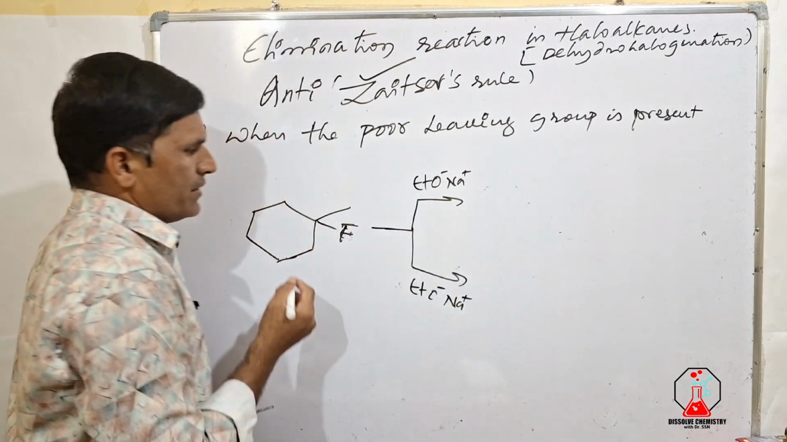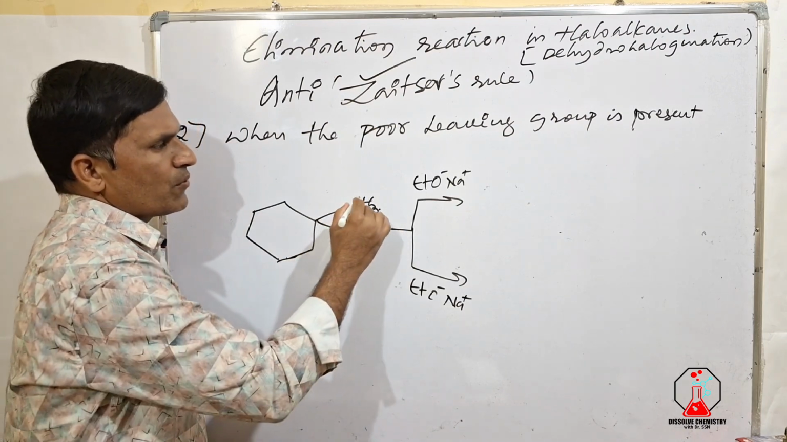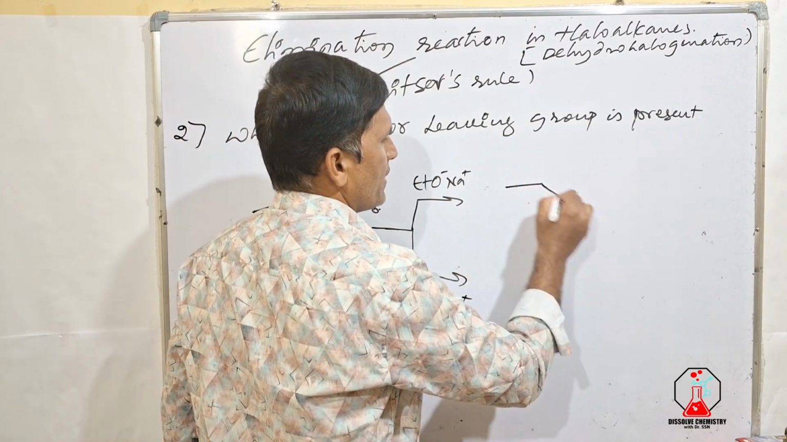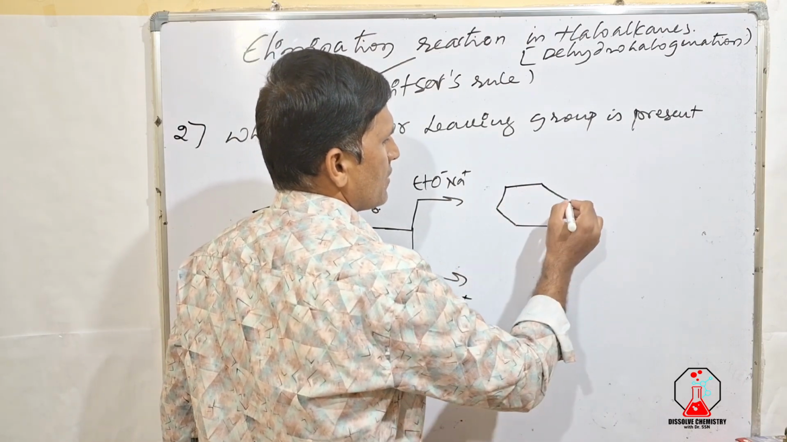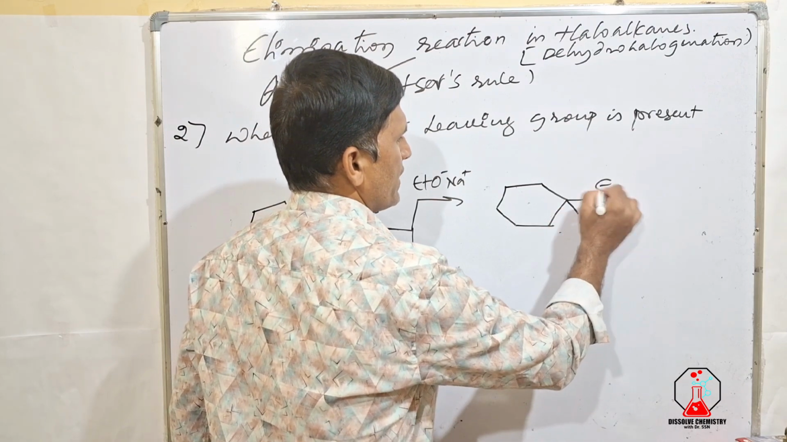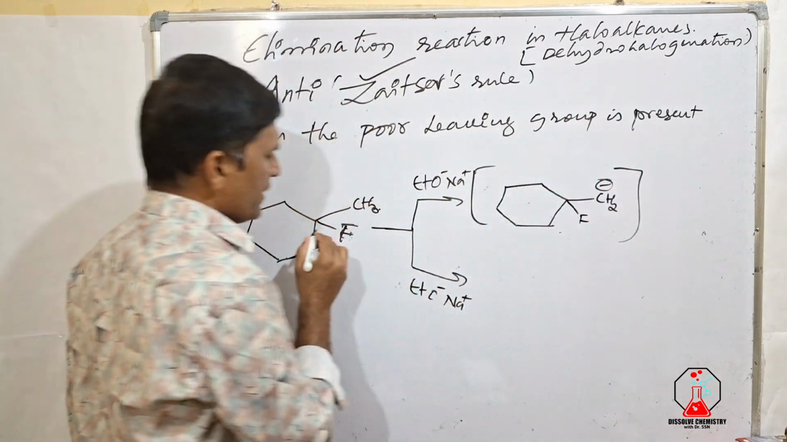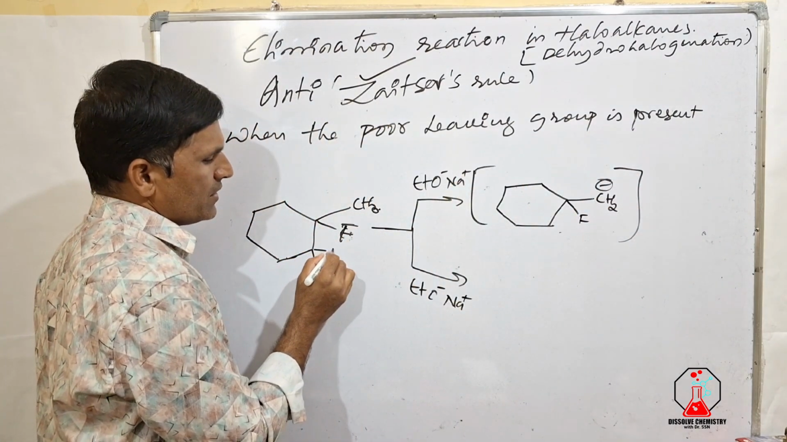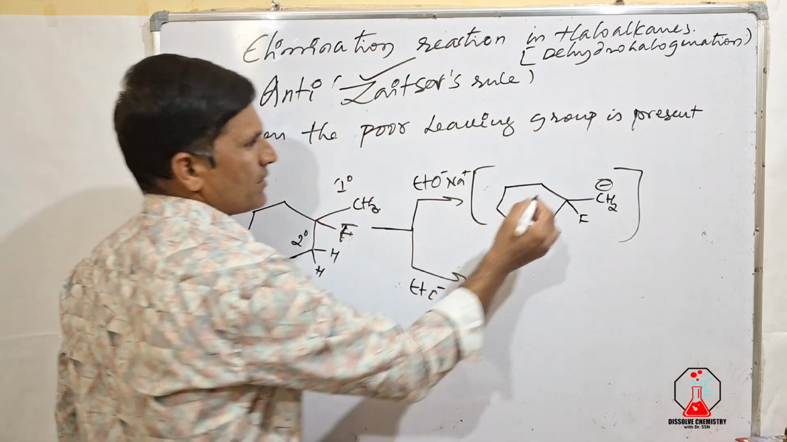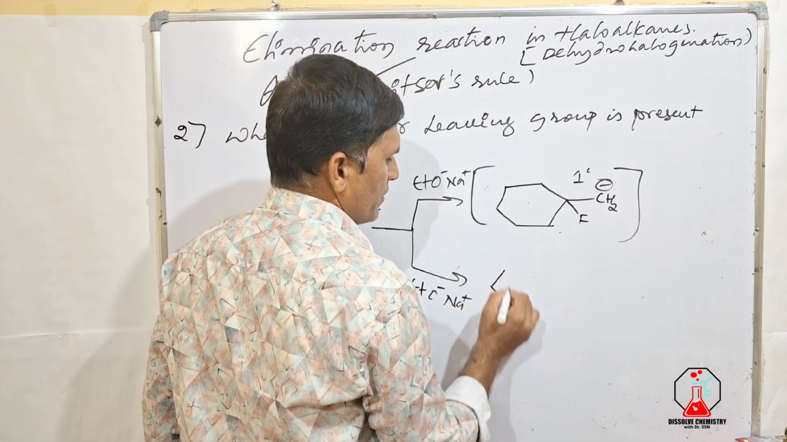Okay, so now what happens, as it is a poor leaving group, if the proton is abstracted from this carbon atom, then what will you be getting as the intermediate? FCH2 minus. Okay, now this will be the intermediate. And here, if the proton is abstracted from this beta carbon or secondary carbon atom, this is primary. Okay, now what is going to happen?